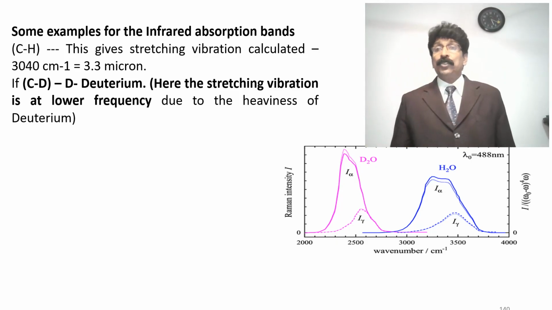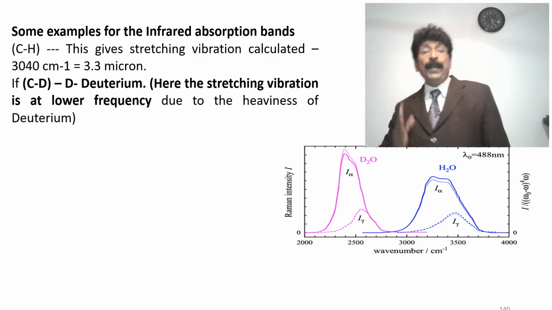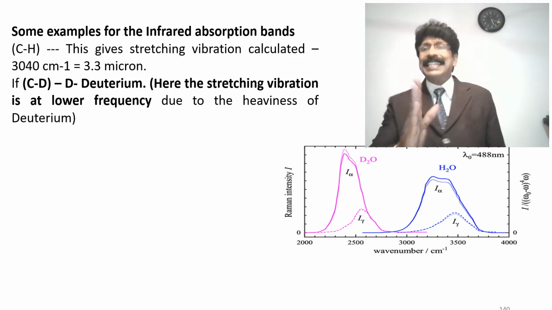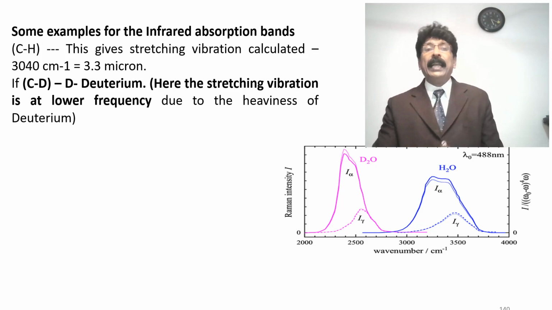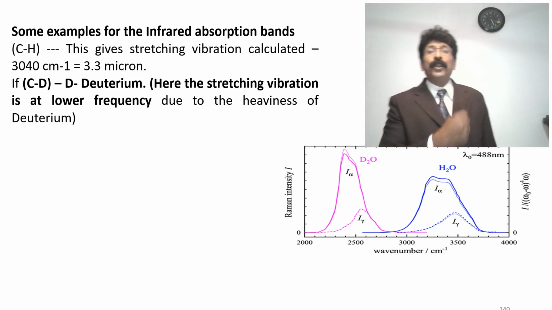So this shows that the lambda, or the peak absorption, or the change in the vibrational energy or the bending energy, differs due to the heaviness of the deuterium.